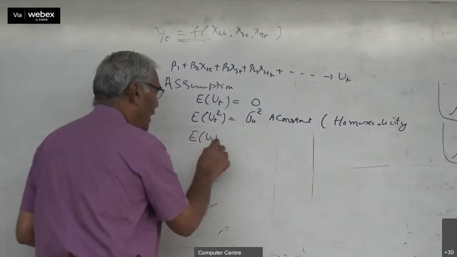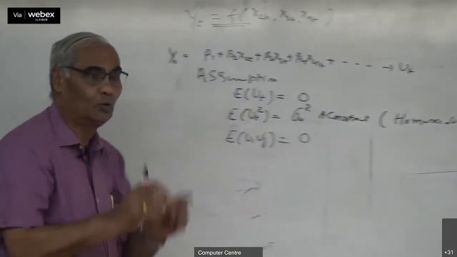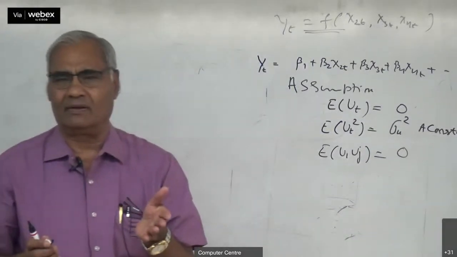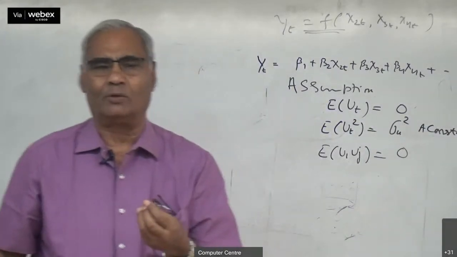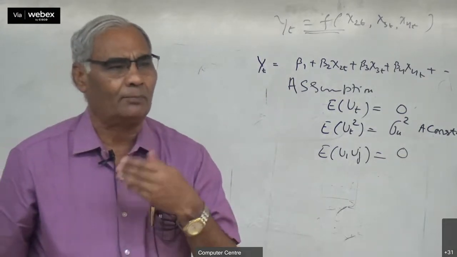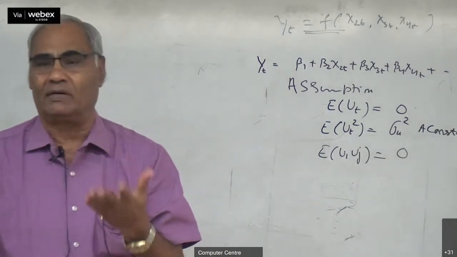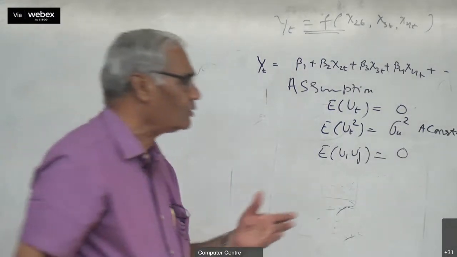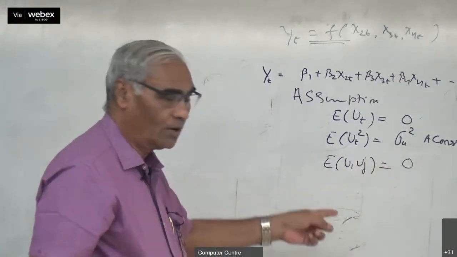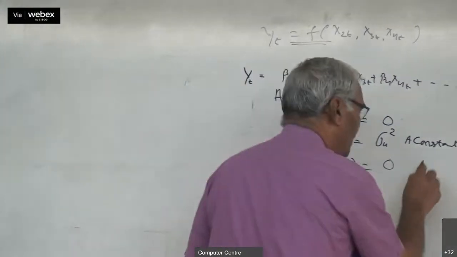Next one is E(Ui Uj) is equal to 0, means two error terms are completely independent. The basic thing what we are assuming is that U is completely random. We are not in a position to predict the value of U, and if we are not able to predict the value of U, then there is no question of the correlation between the two different U's. We are not using the word correlation. What word are we using?